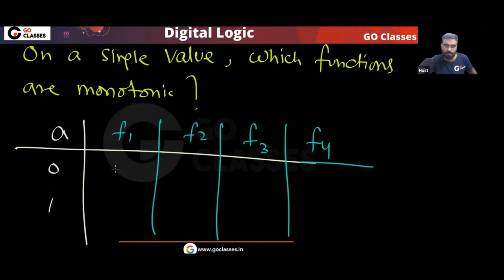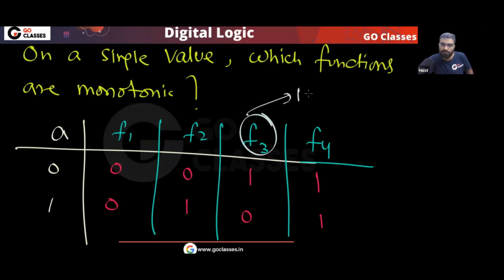Now you can easily see this function. Is this monotonic? Yes, this is monotonic. The function value will never decrease. What about this? So tell me, which of them is monotonic? You can easily notice that this f3 is not monotonic. And what is this f3? This f3 is your a complement.